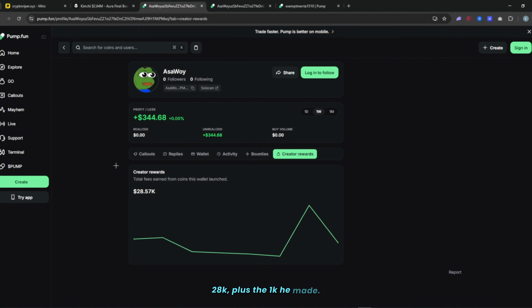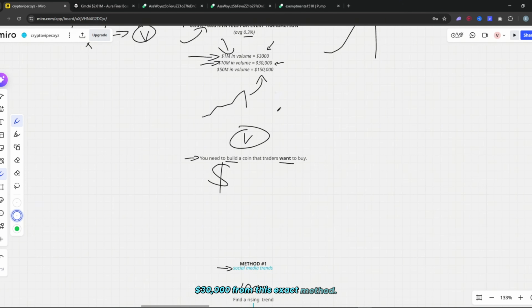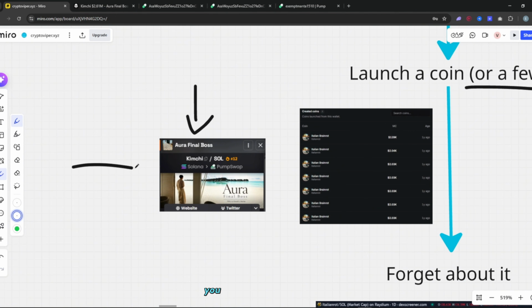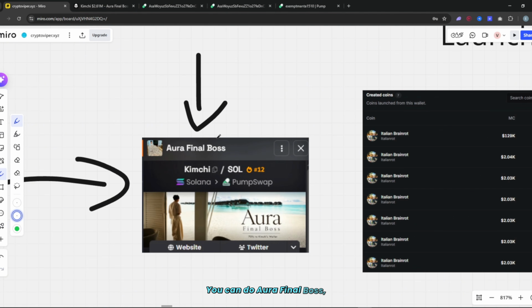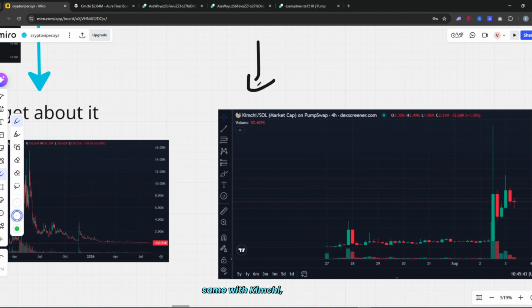28k plus the 1k he made, we can just say this developer in the last 7 days has made $30,000 from this exact method. It is so incredibly easy. You find a trend that's upcoming, you launch a few coins on it, you can do Aura Final Boss, you can just do Kimchi, you can do Memecoin Final Boss, and then you forget about it. Same with Italian Brain Rot, same with Kimchi, same with the 100 other coins that have been released with this method.